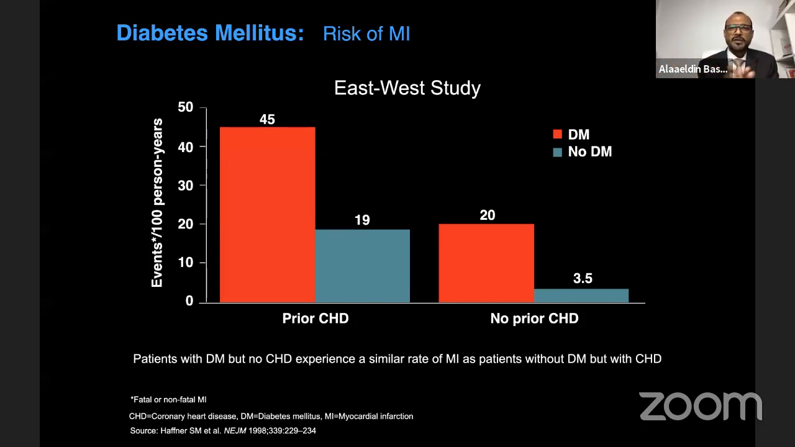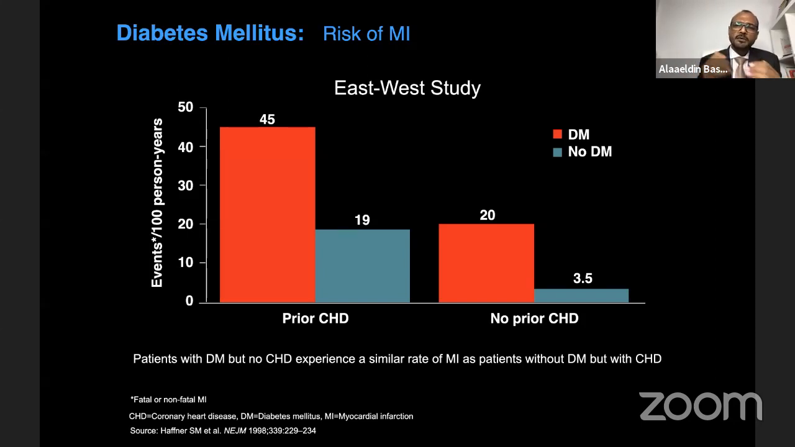If we look at patients with diabetes, this is a very famous graph you see always, and this is from the East-West study. They looked at patients with prior cardiovascular disease and patients with no prior coronary heart disease. In patients with no prior coronary heart disease, if they have diabetes, the risk of events is almost 20%, while if they had prior cardiovascular disease but no diabetes, it is almost 19%. That's why we always say diabetes is a coronary heart disease risk equivalent.